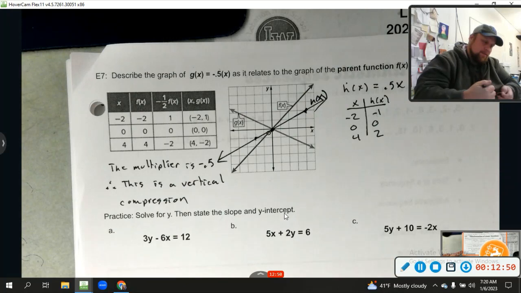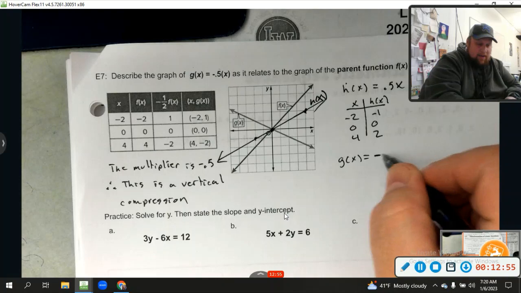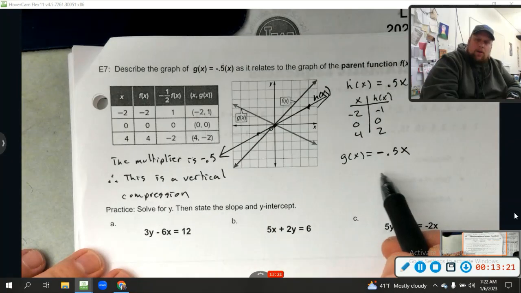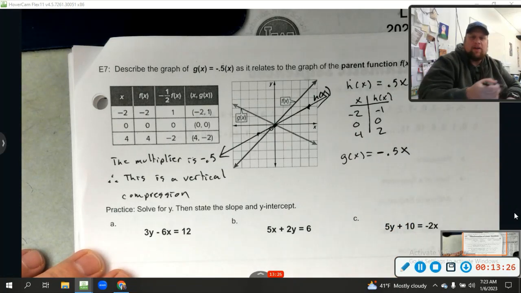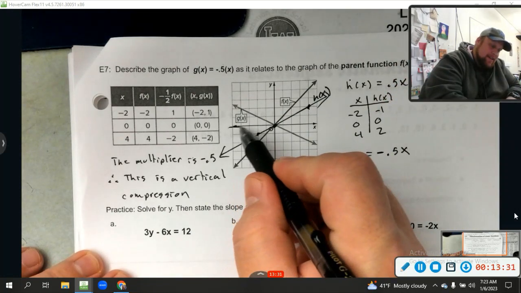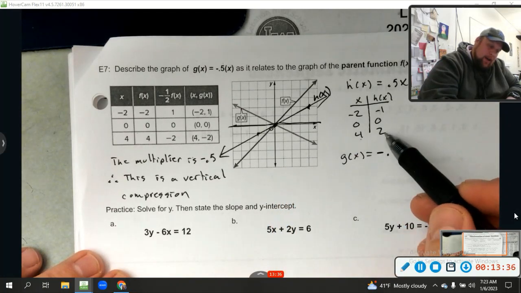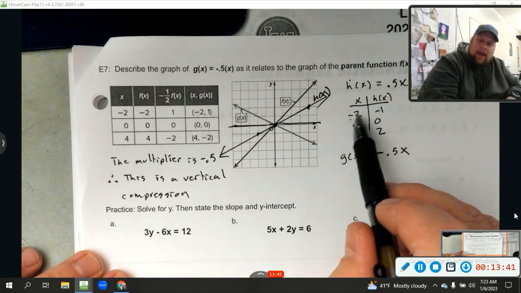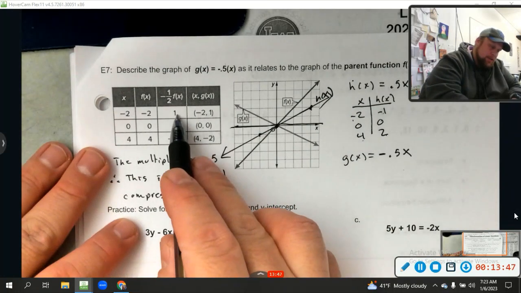But g of x had something else added onto it. g of x is -0.5x. So again, notice that because we're multiplying by that -0.5 times the x, it's making all the y values switch, which is actually reflecting this across the x-axis. So where normally I would have multiplied by 1/2 and got 2, what am I going to get? I'm going to get -2. Where I would have multiplied -2 by 1/2 and got -1, now because I multiplied by -1/2, I'm going to get +1, which we're seeing over here.